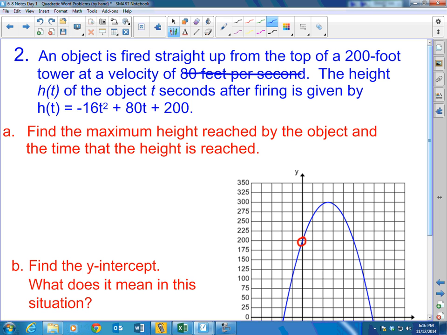Okay, so the maximum height of the object. First of all, I have to use the axis of symmetry equation. So to find the axis of symmetry, again, I will do negative b over 2a. Right here, your a is negative 16 and your b is 80. So when I plug this into the equation, I will do the opposite of b. So the opposite of 80 is negative 80, over 2a, which is 2 times negative 16. So I have negative 80 over negative 32, and that reduces to 2.5.